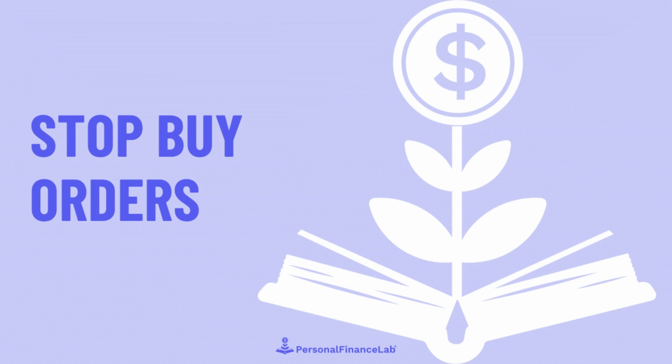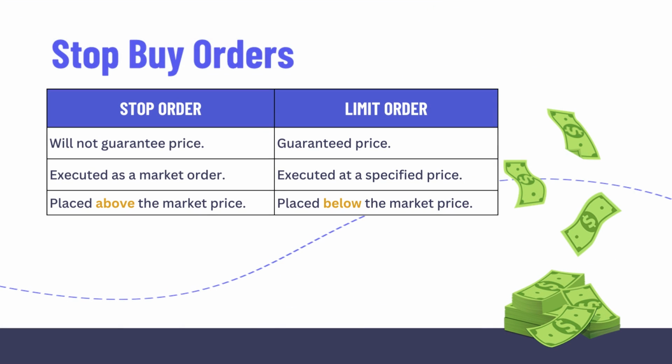The key difference between a limit order and a stop order is how they are executed. A stop order will not guarantee the price you will receive like a limit order would. A stop order is executed as soon as the price moves above a certain level, then it becomes a market order. The other main difference is stop buy orders are typically placed above the market price, whereas limit buy orders are placed below the market price.